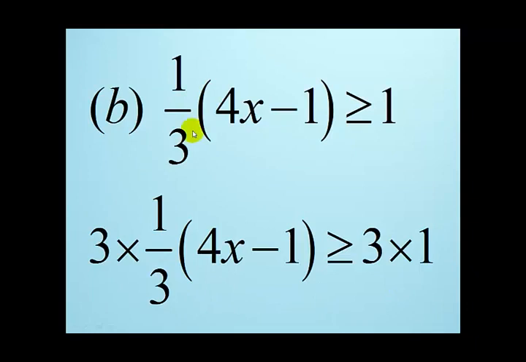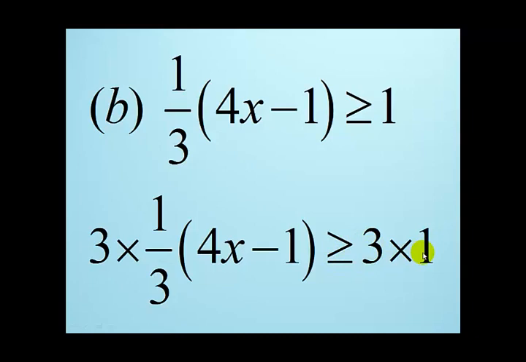Now we consider the example in B. 1 over 3 into bracket 4x minus 1 is greater than or equal to 1. Now here you also multiply through by the LCM, and the LCM is 3. So we multiply the left hand side by 3, and that is how come we have 3 times 1 over 3 into bracket 4x minus 1. This is greater than or equal to, we also multiply the right hand side 1 by 3, and that is how come we have 3 times 1. Now 3 will cancel 3, and we are left with 1 times 4x minus 1. That is 4x minus 1, greater than or equal to, when we multiply 3 by 1, the result is 3.